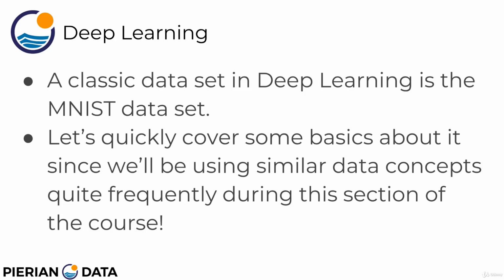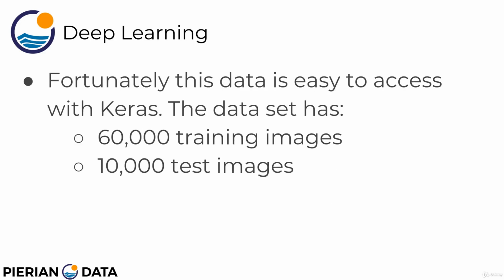I want to quickly cover some basics about it since we're going to be using really similar data concepts, specifically the way we organize these datasets into four-dimensional arrays. Since we're using that idea quite frequently throughout the course, I want to briefly cover that. Fortunately, this dataset is really easy to access with Keras. You just load it with a built-in function, and it has 60,000 training images and 10,000 test images. Right off the bat, you can tell that it's a huge dataset.